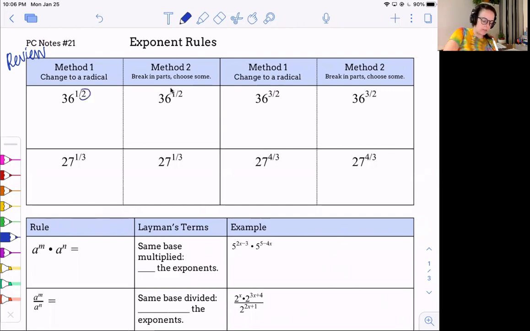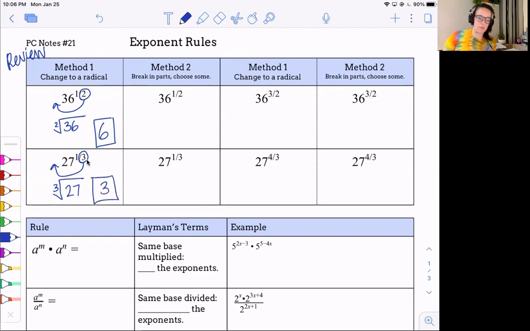So you have the two, remember you move it out and it becomes the index of your radical. So we have the square root of 36, which you know is 6. So something to the half power is its square root, right? Same deal is happening here, like with 27 to the 1/3. We would have 3 swinging out to become the index. So the cube root of 27, which is 3 times 3 times 3. So I know the cube root is 3, like that. So anything to the 1/3 power is the same as a cube root.